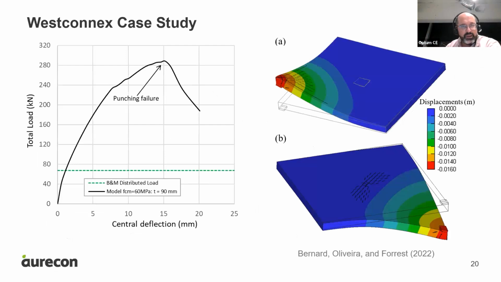I'll probably have to speed up here. So this is some of our modeling results here, and the green curve is what we would have predicted with normal analytical solutions, and the black curve is what we predict with the numerical modeling when we allow this concrete to crack and the in-plane compression to develop. So you see here a significant enhancement.